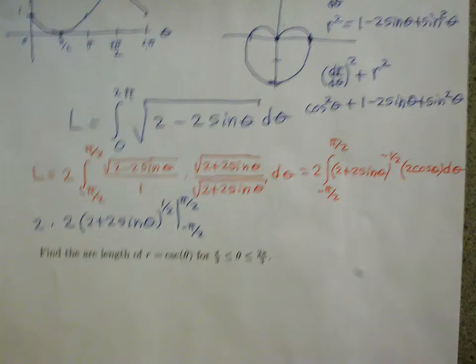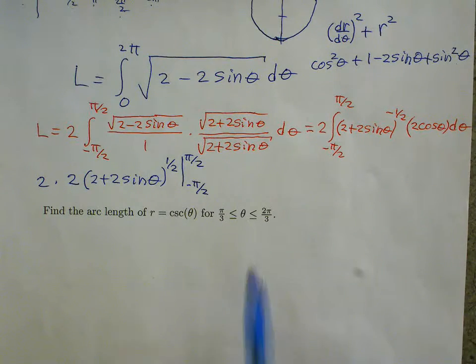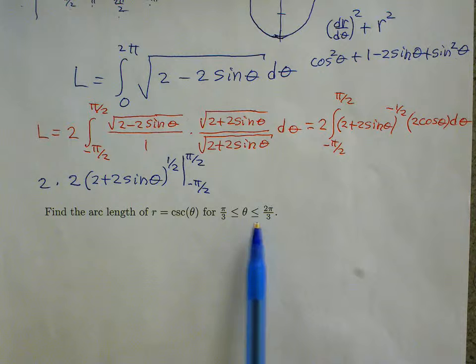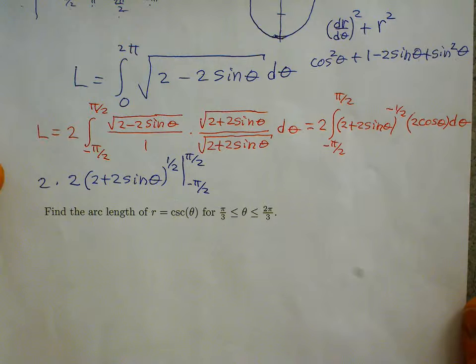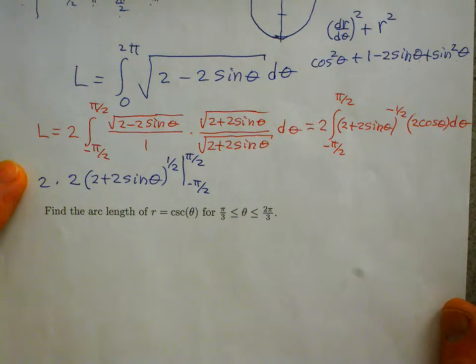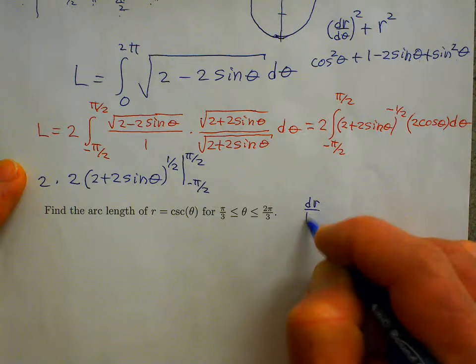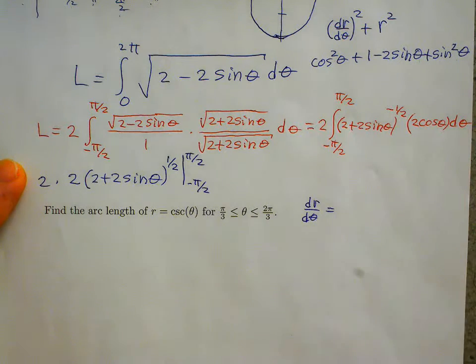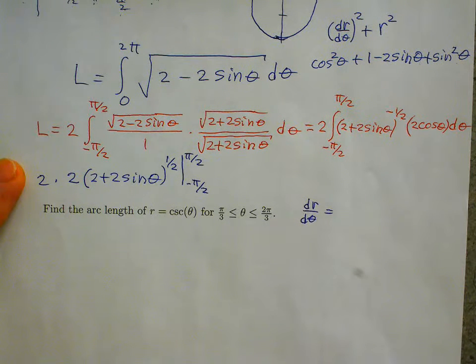Okay, the next one, find the arc length of r equals cosecant of theta for values of theta between pi over 3 and 2 pi over 3. So we need to know what the derivative of r with respect to theta is. So what's the derivative of cosecant of theta with respect to theta?